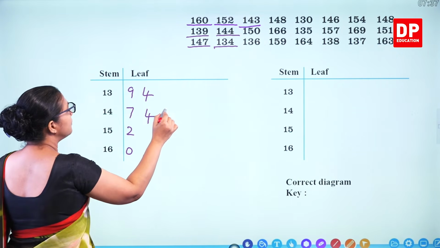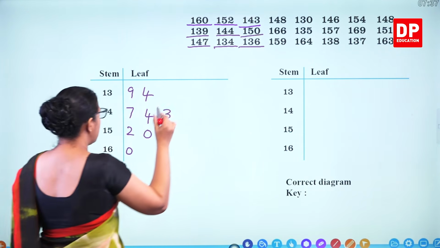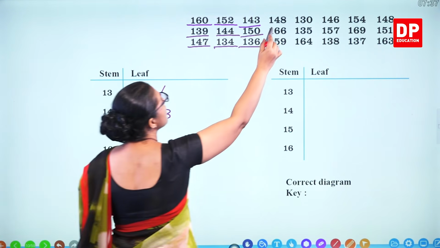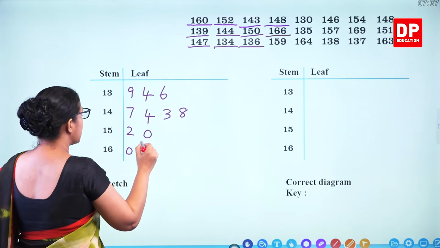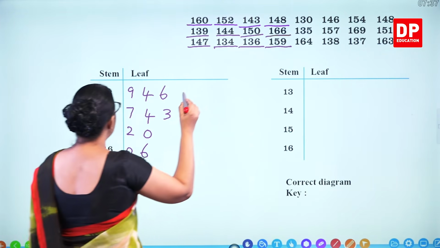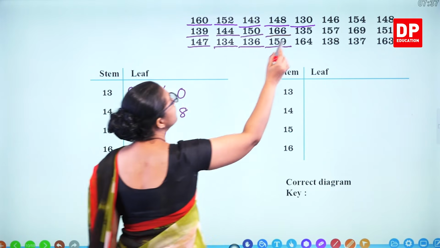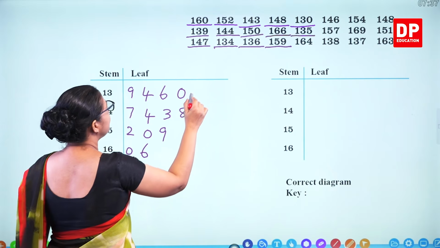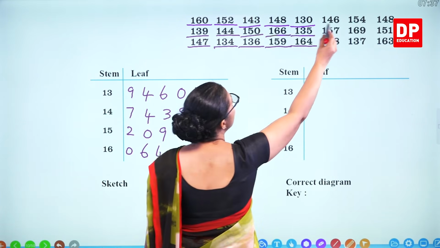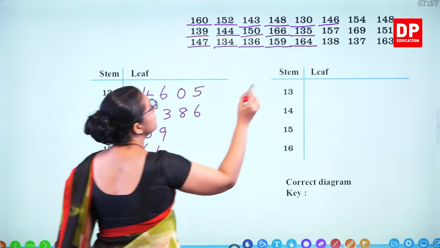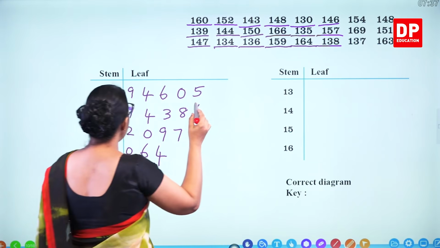14 with 3. 15 with 0. 13 with 6. 14 with 8. 16 with 6. 15 with 9. 13 with 0. 13 with 5. 16 with 4. 14 with 6. 15 with 7. 13 with 8.